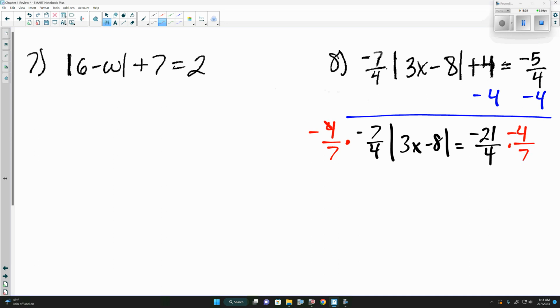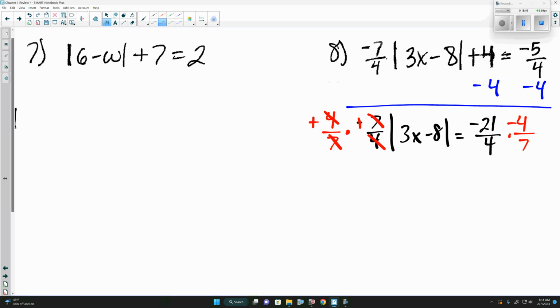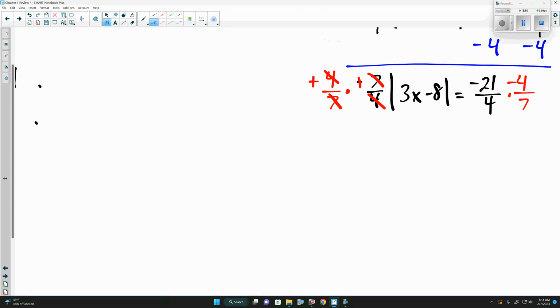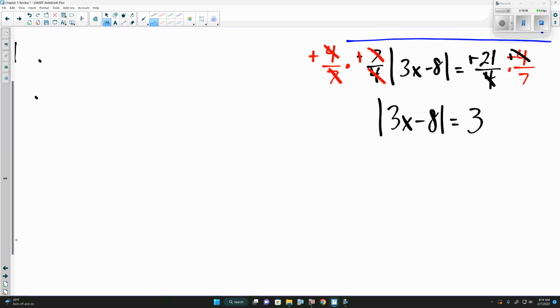Because over here, 4/4 simplifies, 7/7 simplifies, and the negative and negative make a positive. It would be the exact same as if we divided. Which leaves over here the absolute value of 3x minus 8 is equal to, well, here negative and negative make a positive. The 4 and 4 will cancel, leaving us with 21/7. 21 divided by 7 is 3. Any questions on how we got the absolute value bars by themselves?